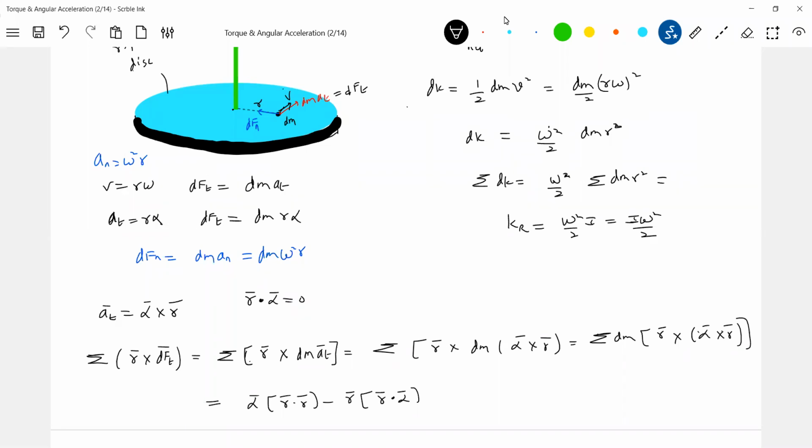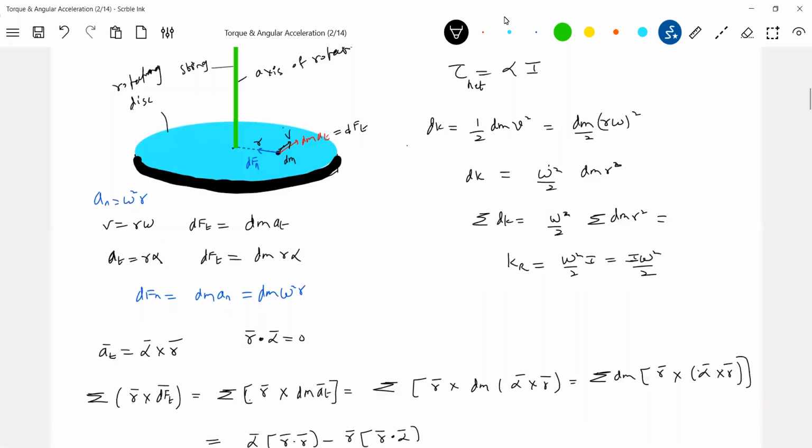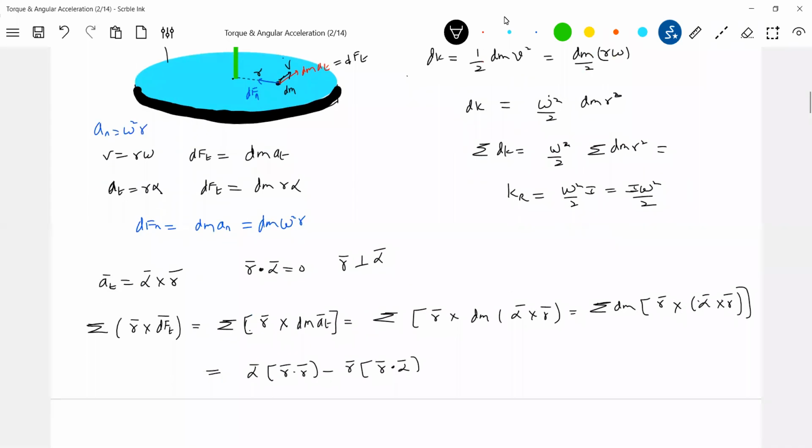Sir, on what basis are you saying that? We know alpha will be along the axis, and r bar is in this direction. So r bar is perpendicular to alpha bar. Therefore, what should be the dot product of this? This should be equal to 0. So finally, what we end up with is the summation of dm r square alpha bar.